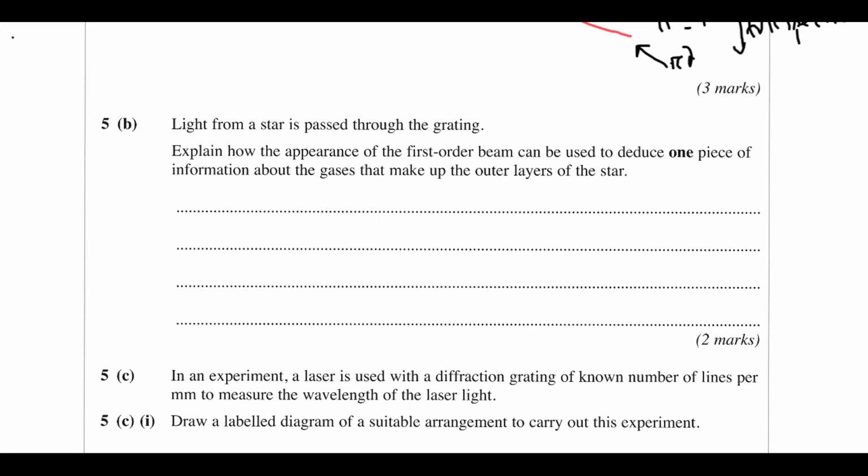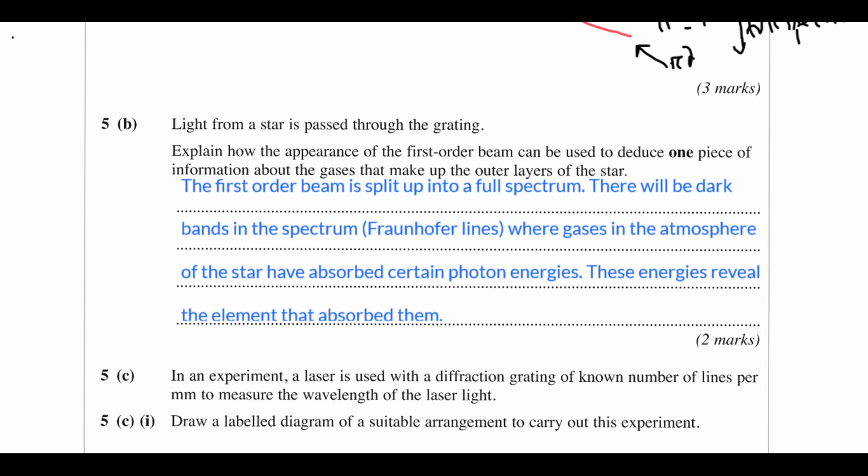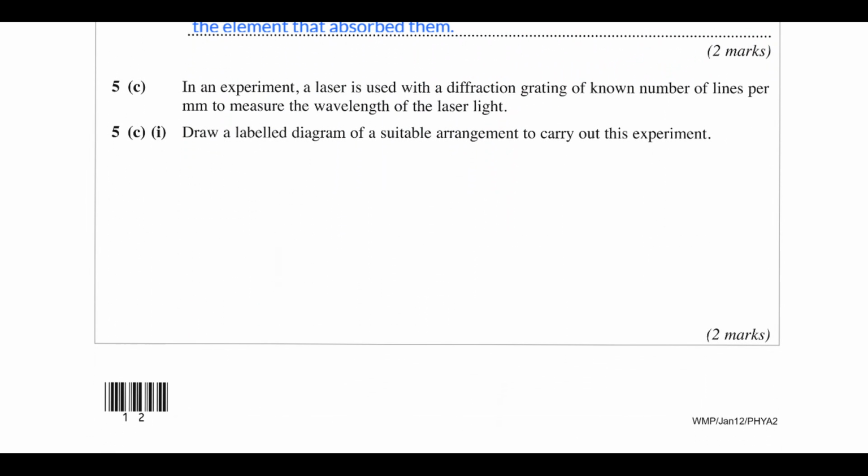All right, so that's what we've got there, and it's these missing wavelengths that tell us essentially the energy of the photons that have been absorbed by the atmosphere of the star, and then we know which photon energies correspond to which elements, so that's what tells us what they are made of. So in an experiment, a laser is used with a diffraction grating of known lines per millimeter to measure the wavelength. So I'm sensing we're going to be designing an experiment in a second.